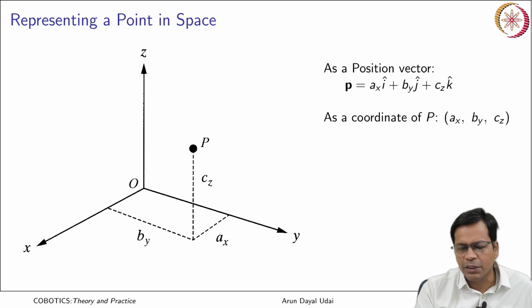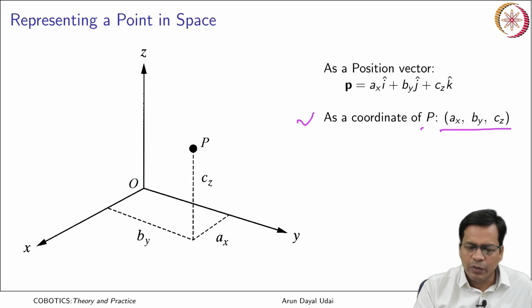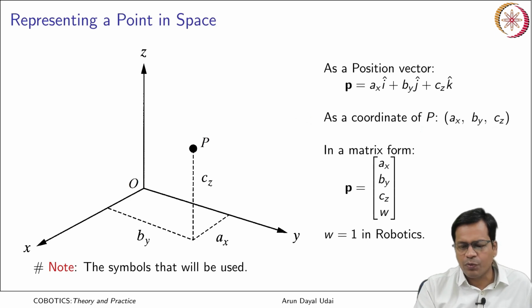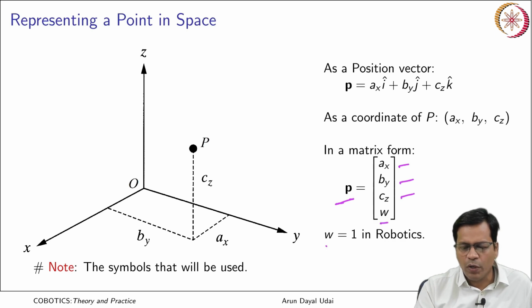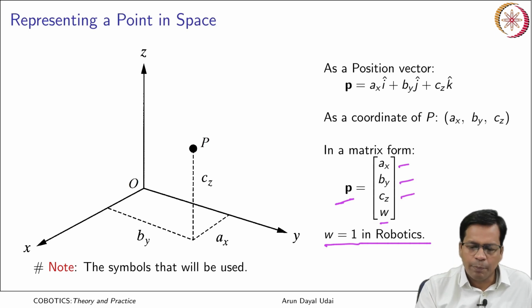Next, it can be represented just as a coordinate, as in bracket you can write ax comma by comma cz. This is another very popular format, but in case of robots and robotics we will be using something like this. It will be denoted using a vector p, given as ax, by and cz. W is 1 in case of robotics. So effectively it will be ax, by, cz, 1. So this is a 4 cross 1 matrix with which a point in a space will be denoted.